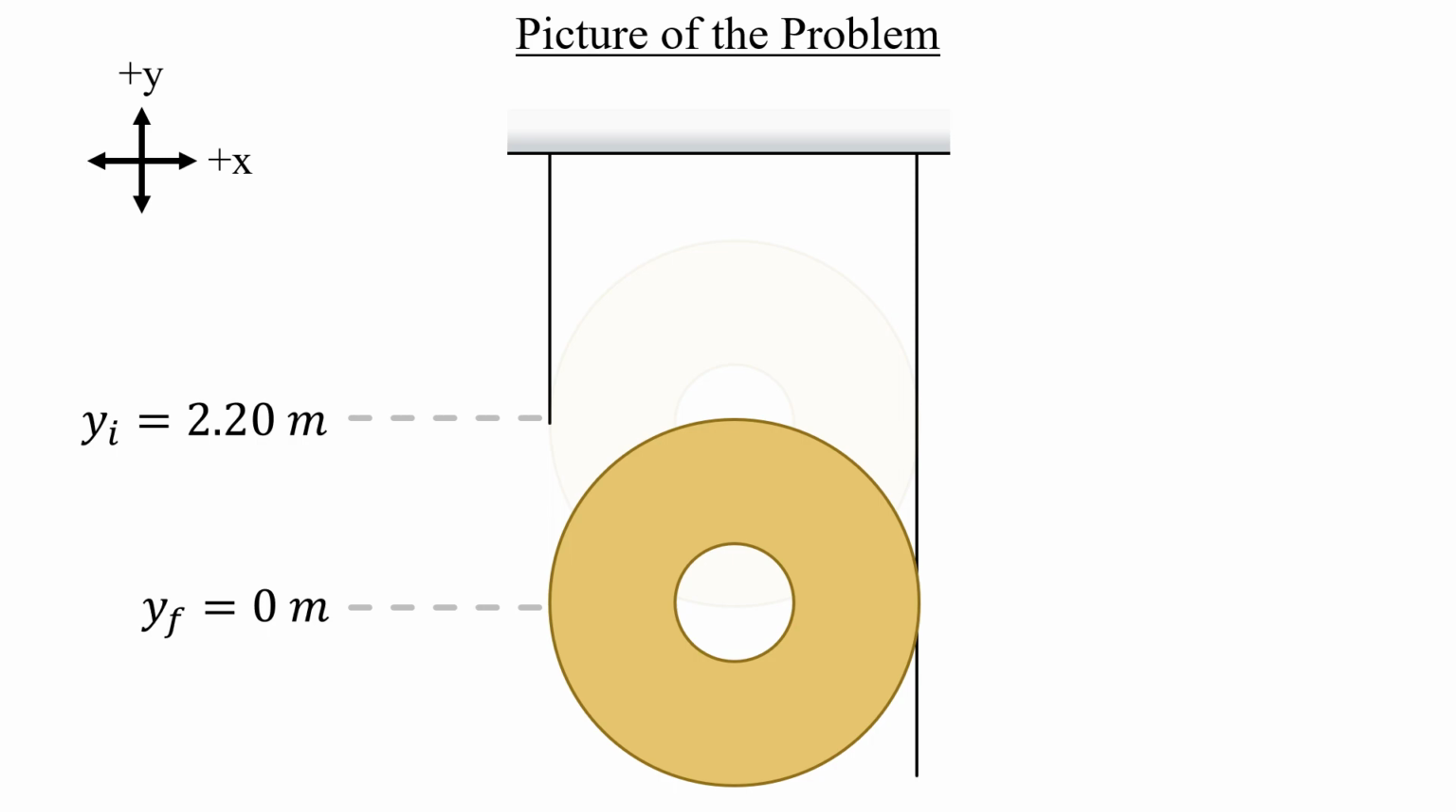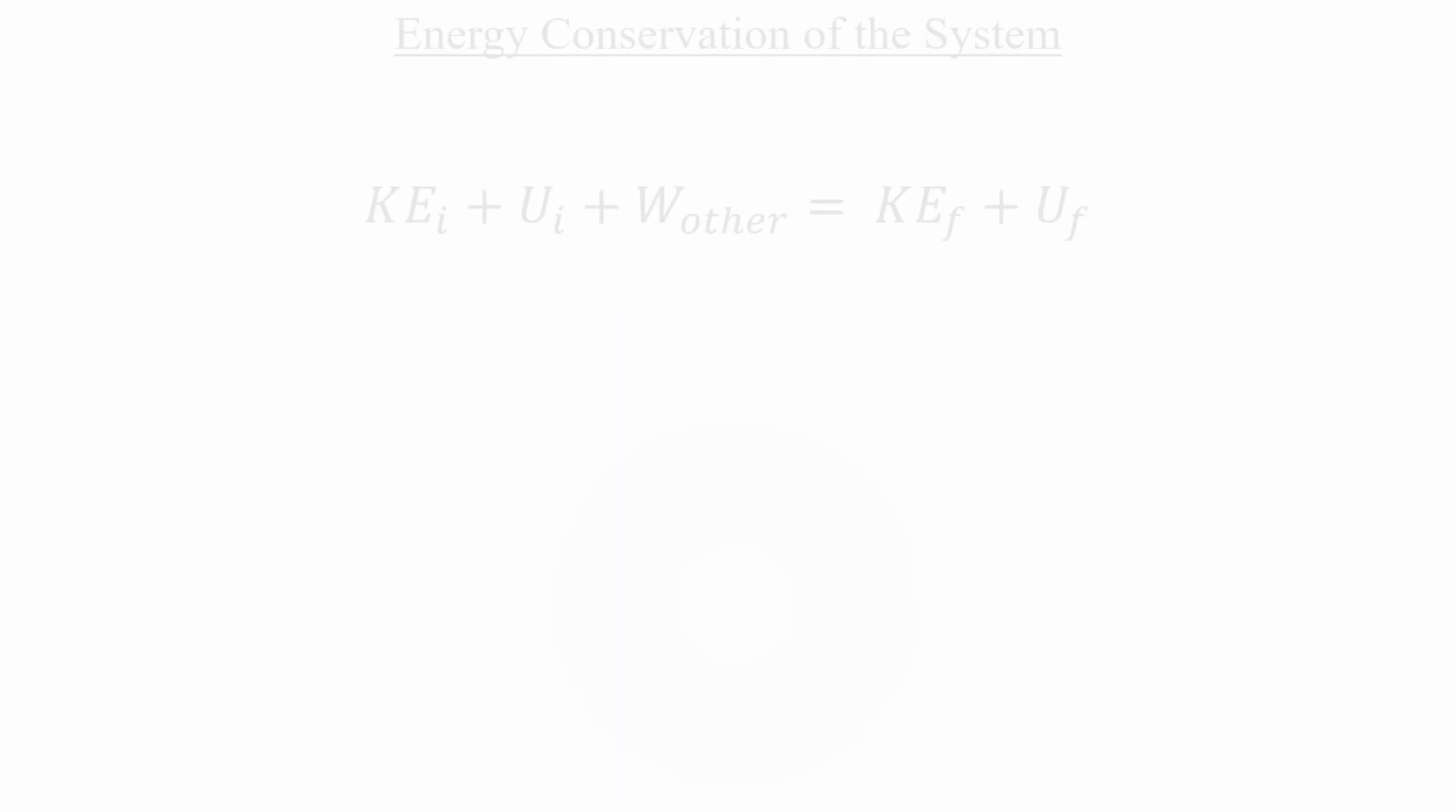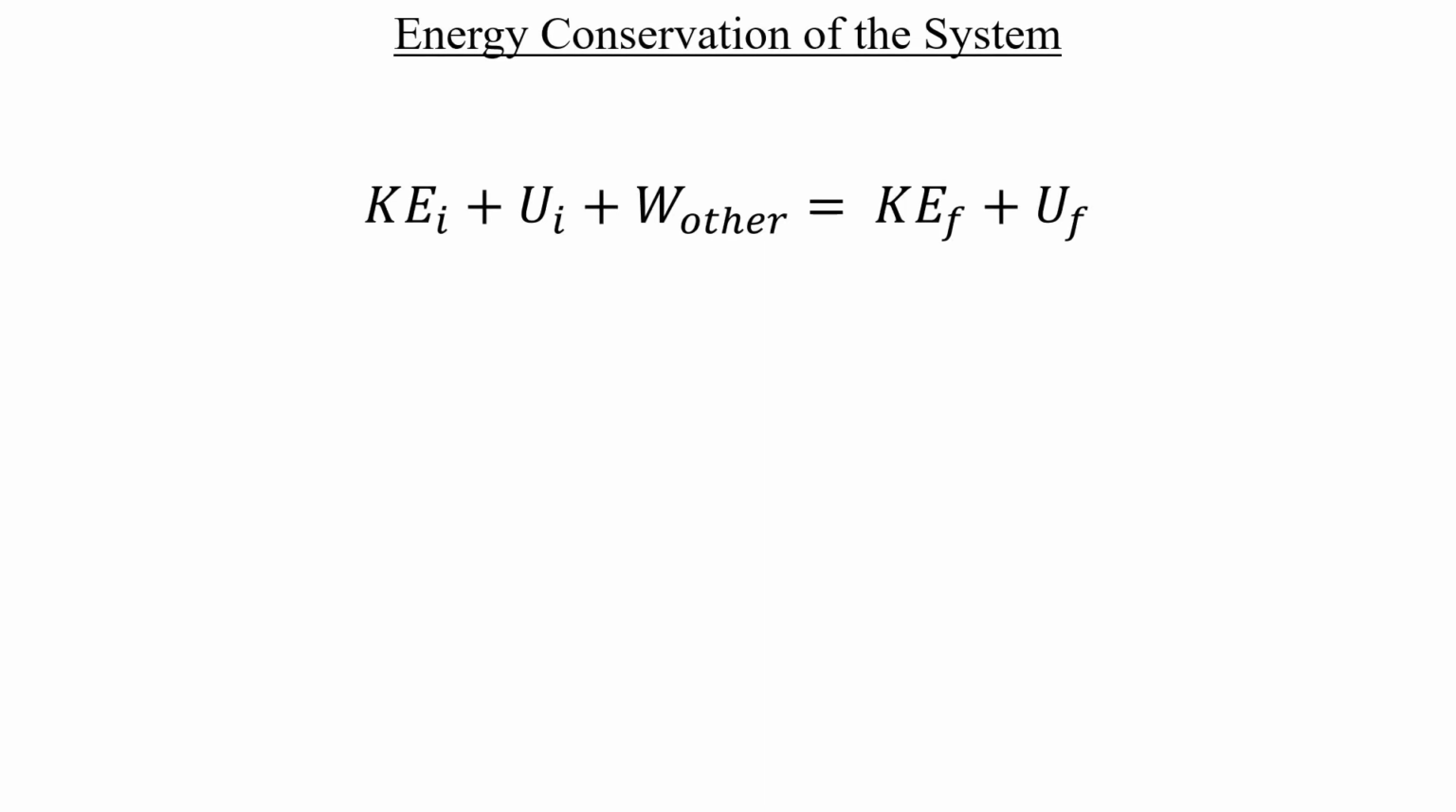The problem description told us to solve this using energy conservation, so let's grab the equation for that and get started. The first thing we can do here is eliminate the other work term. We can do that because there's no friction or dissipative forces going on here, so the value of W other is just 0, and we can get rid of it.